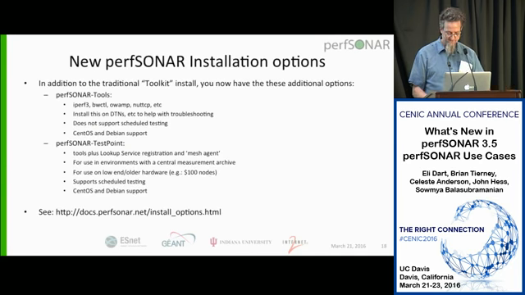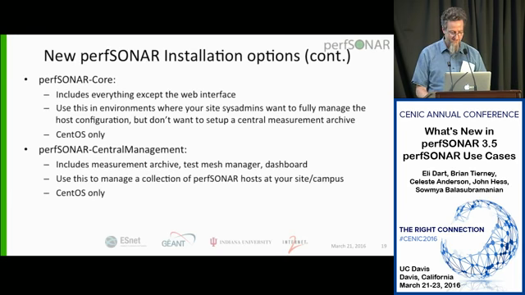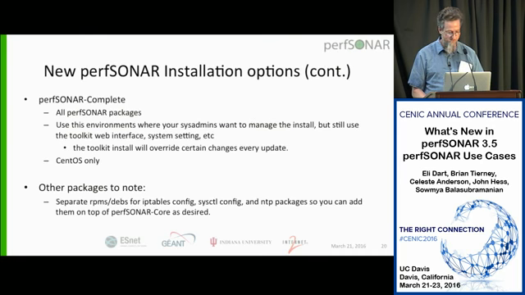So I think I'm going to skip over some of this to make sure we have more time at the end. But yeah, again, we have these different perfSONAR installation options. One is just the tools, which I actually recommend everybody just install everywhere. They're useful tools to have on all your hosts, and it's just a simple yum install perfSONAR tools. But then there are other packages that add more and more features, the ability to be part of a mesh, and then the ability to run a central management archive, things like that. So there's a bunch of different installation options now.